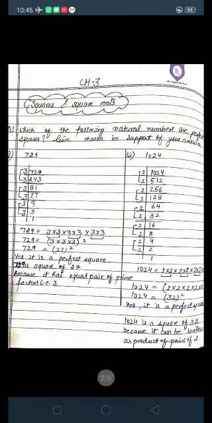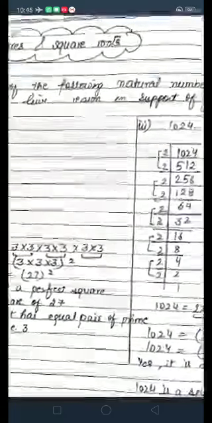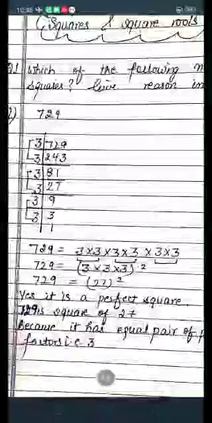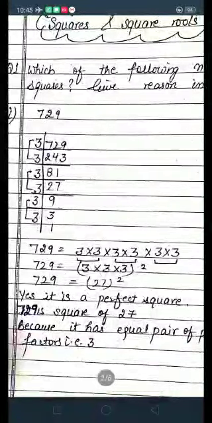Question number 1 is which of the following natural numbers are perfect squares, and give reason in support of your answer. That means if it is a perfect square, then how can you say that it is a perfect square? And if not, then give reason.